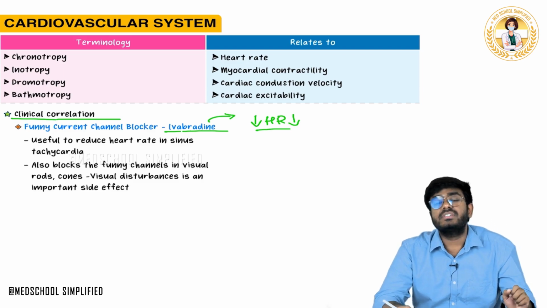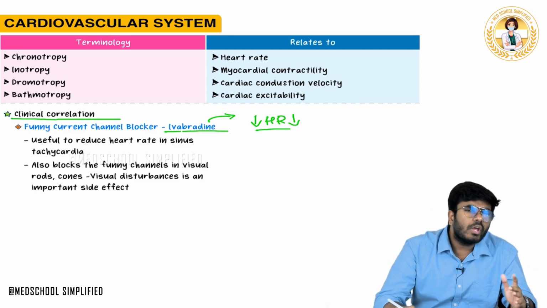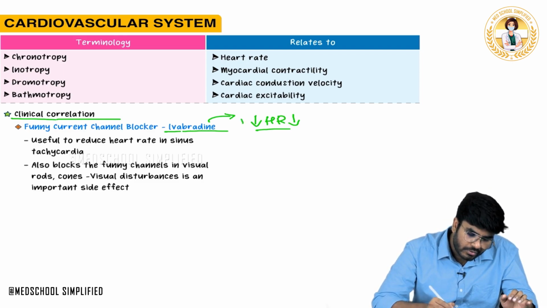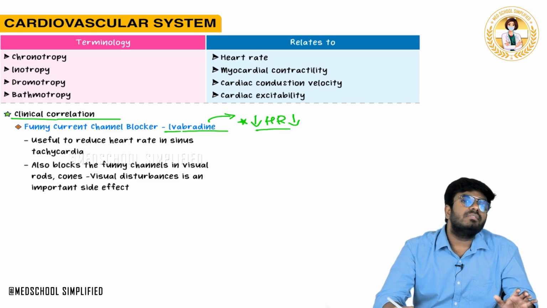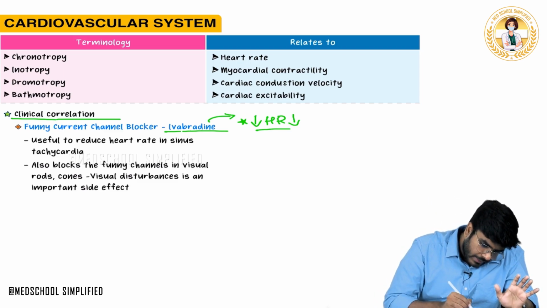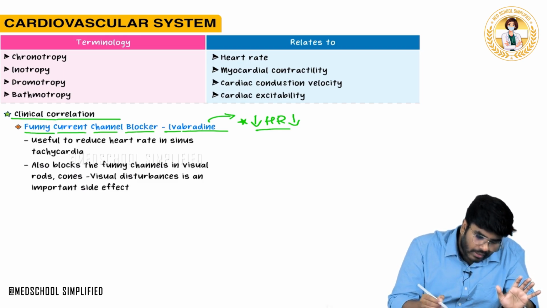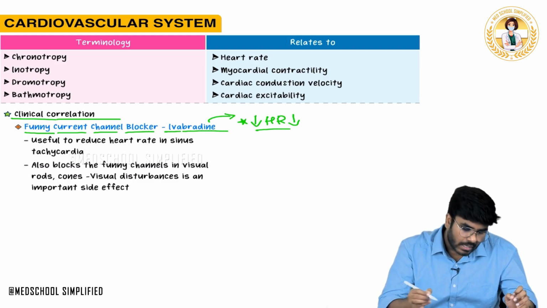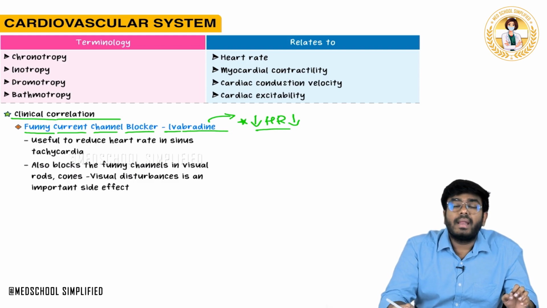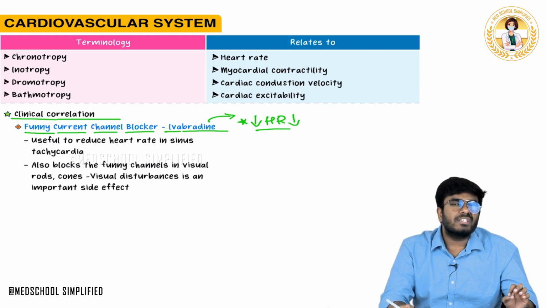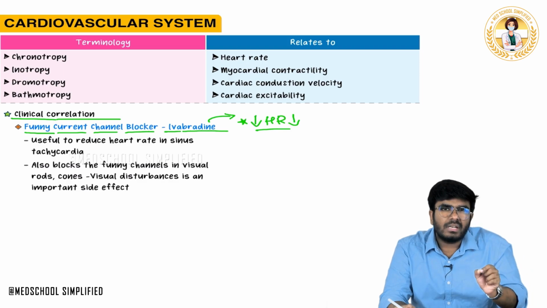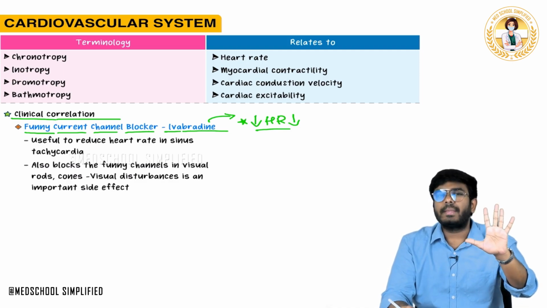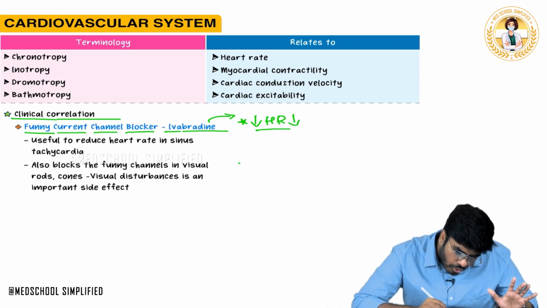Ivabradine is a drug which decreases the heart rate. So we use it in all those conditions where there is a very high heart rate and we have to decrease it. Now how is ivabradine going to work? Ivabradine is a funny current channel blocker. Funny sodium channels, or leaky sodium channels, or funny currents, HCN channels. These HCN channels will be blocked by ivabradine. Now whenever the funny sodium channels are blocked, the entry of sodium, the funny current, into the cell takes a lot of time. Now the slope is decreased.